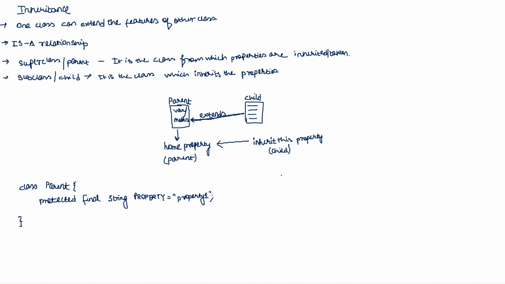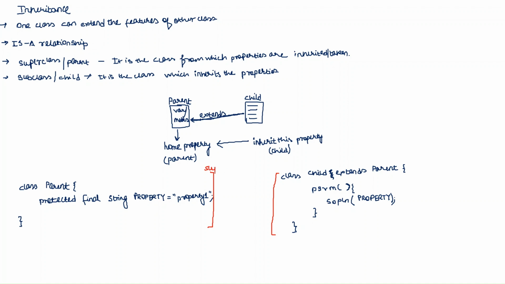Here in the parent class, side by side, we'll have a child class, and this child class will have the access to this parent class. So what we'll say, class child extends parent, and if here in this child class, let's say we have the main method, and we try to print this particular variable property from the parent class, what we have to write is simply property. So basically, this is the subclass that you are seeing, and this particular class here is the superclass.